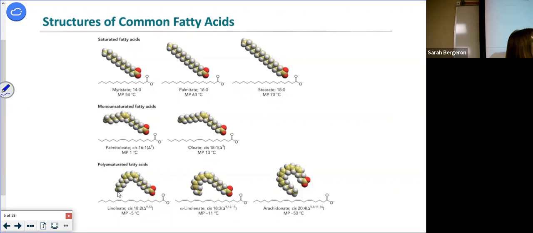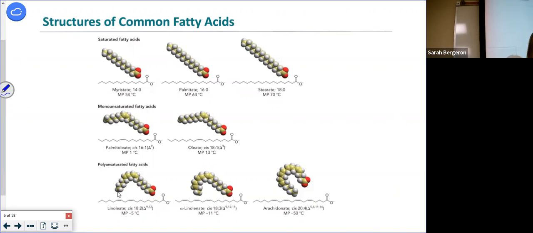So what's the difference? Sorry, y'all. So what's the difference between the ones up here? These are all what? They're all saturated. Therefore, they are straight chains. Okay, so now we go from those to these. These are all monounsaturated and polyunsaturated. Which ones are more funky looking?